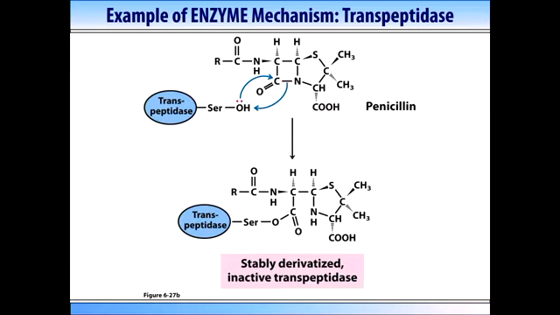Yes? This is an irreversible example. Yes. After this adduct is formed, there is no way back. Essentially, the enzyme, the transpeptidase, is fooled by the chemical nature of the penicillin. The transpeptidase thinks that it's attaching the precursor of the cell wall to itself, but in reality, it's like a Trojan horse.